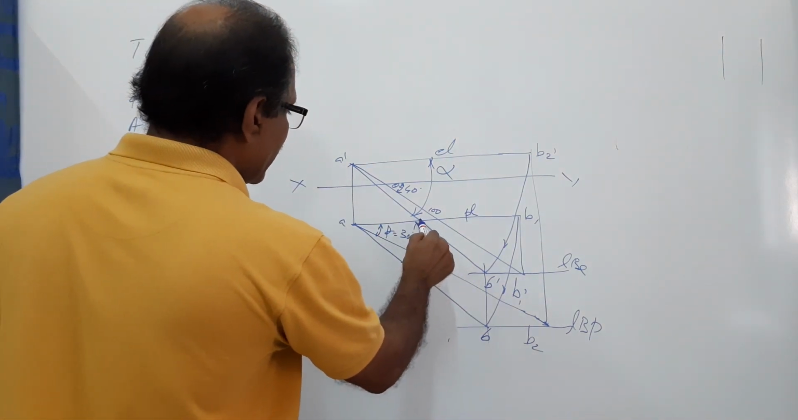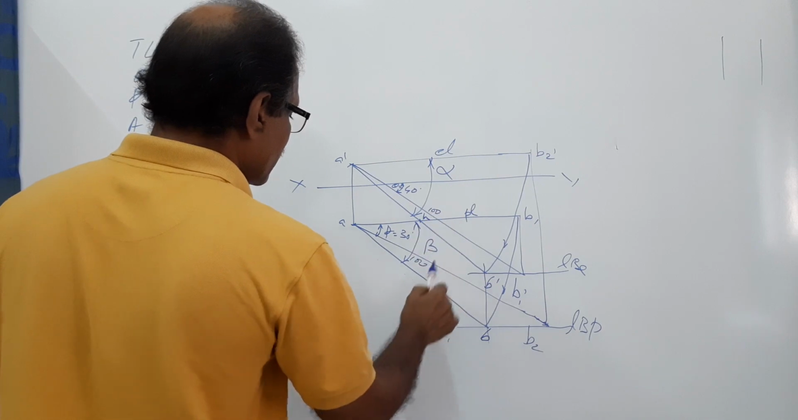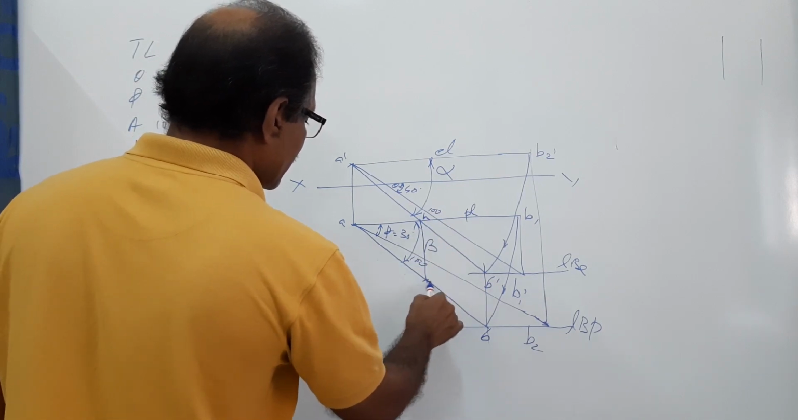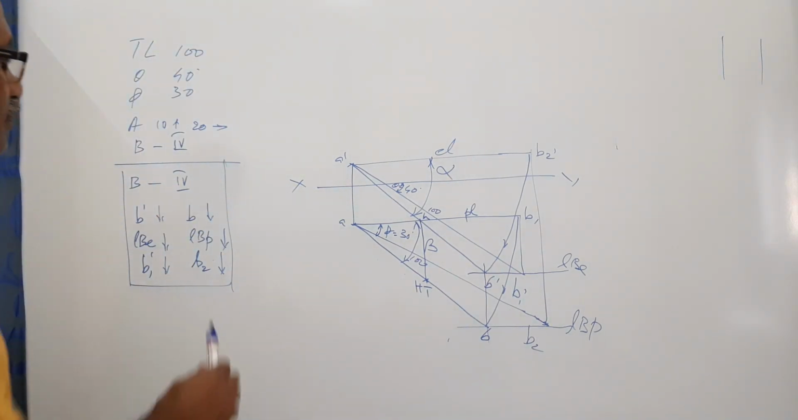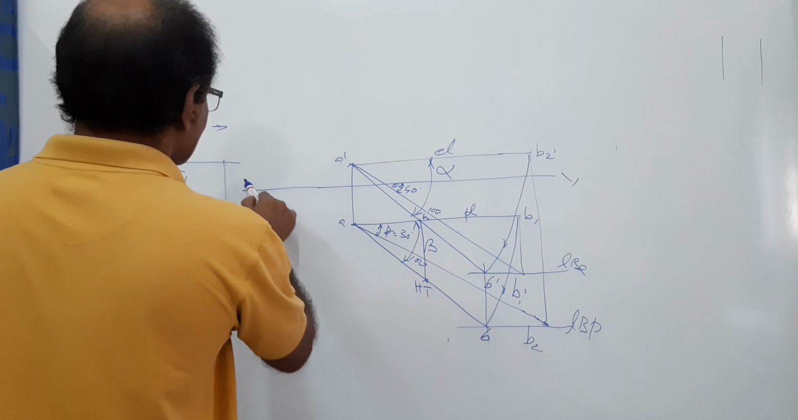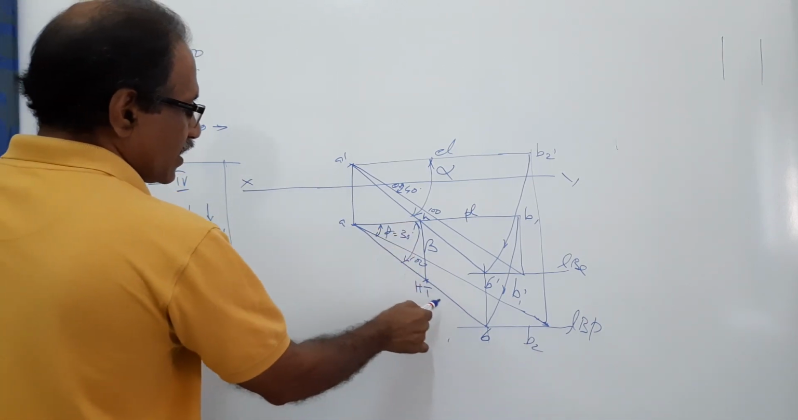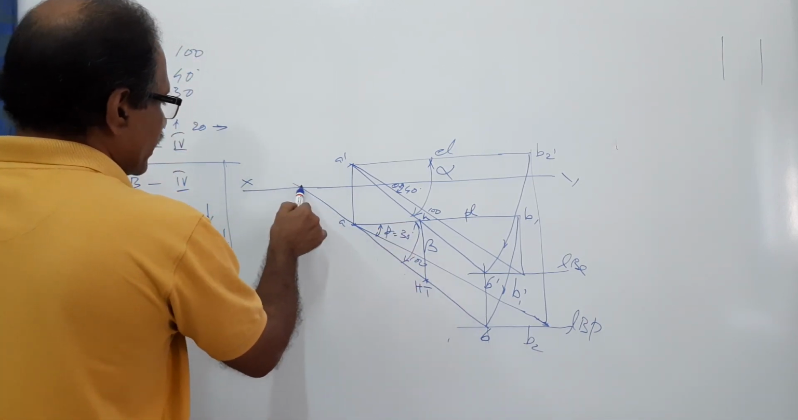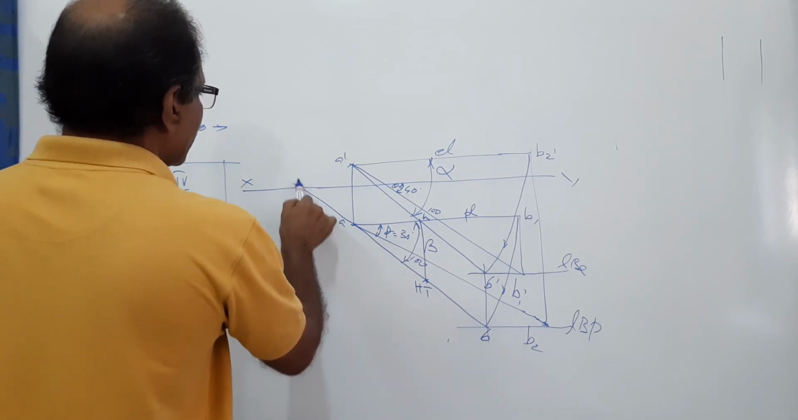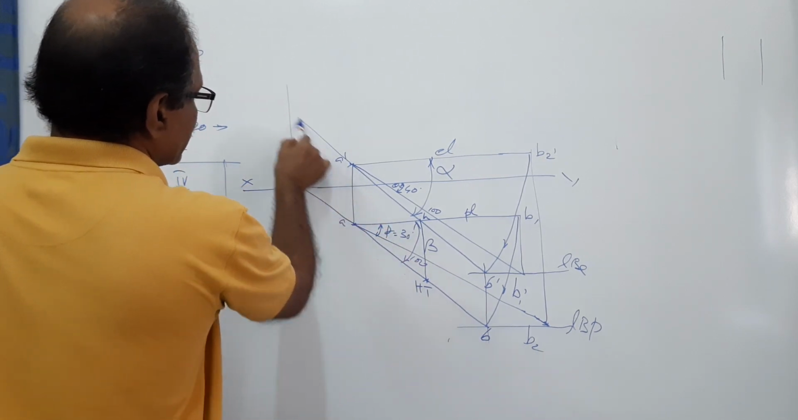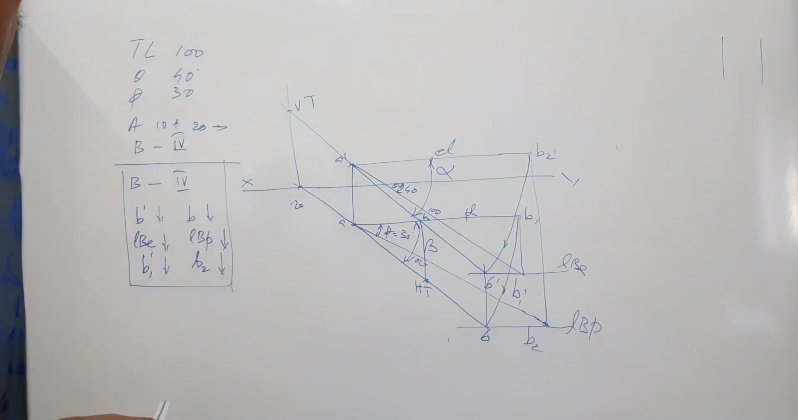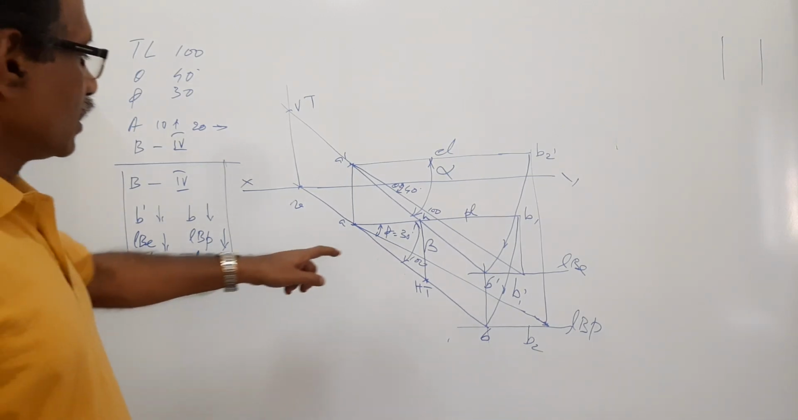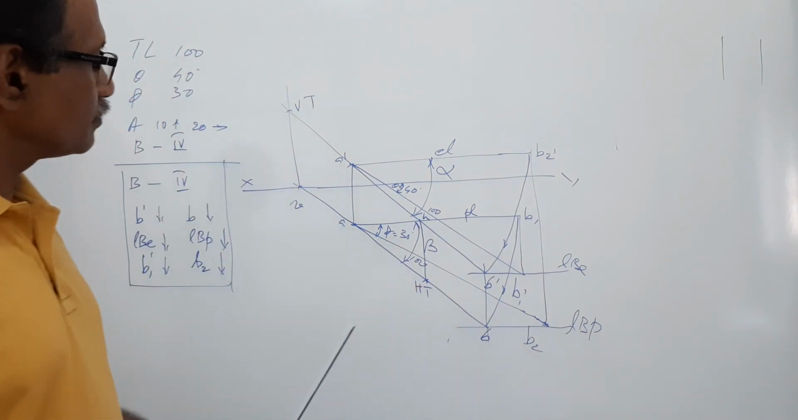Elevation cut XY at H. This is H. Drop a vertical. HT. This is HT. Plan when extended will cut XY at V. Draw a vertical through V. It will cut the elevation or its extension at VT. This is HT. This is VT.